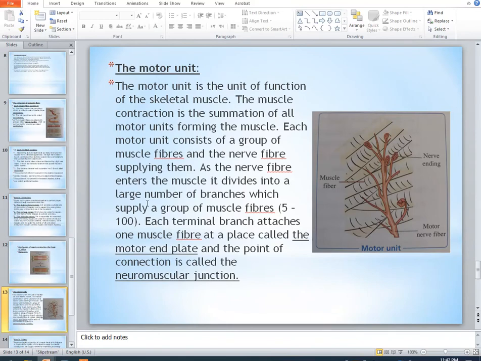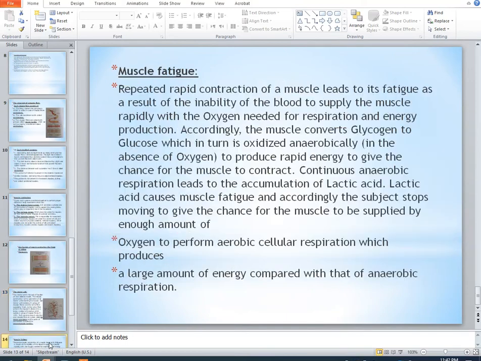First we will talk about the motor unit. The motor unit is the unit of function of skeletal muscle. Muscle contraction is the summation of all the motor units forming the muscle. Each motor unit consists of a group of muscle fibers and the nerve fiber supplying them. As the nerve fiber enters the muscle, it divides into a large number of branches which supply a group of muscle fibers, from 5 to 100. Each terminal branch attaches to one muscle fiber at a place called the motor end plate, and the point of connection is called the neuromuscular junction.